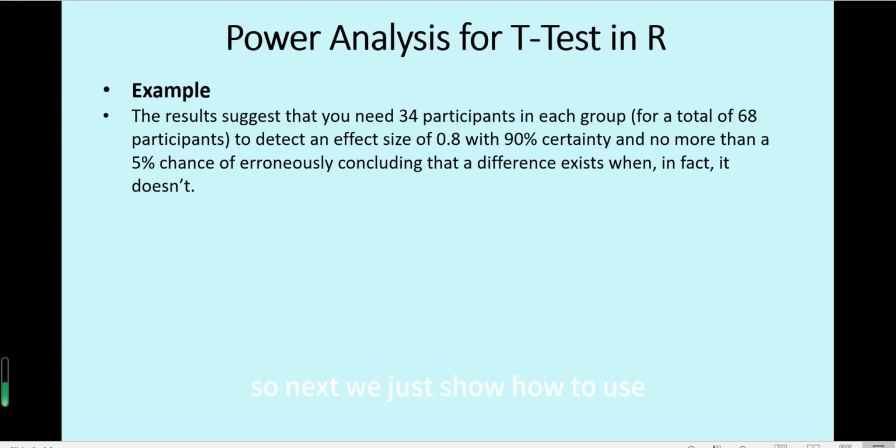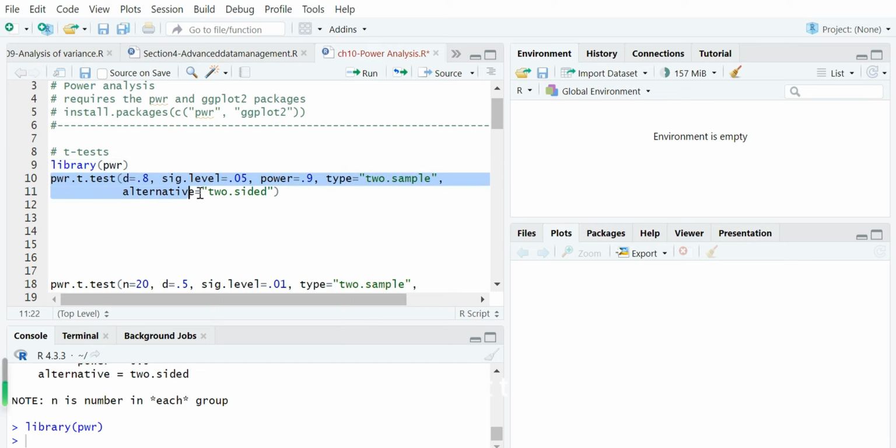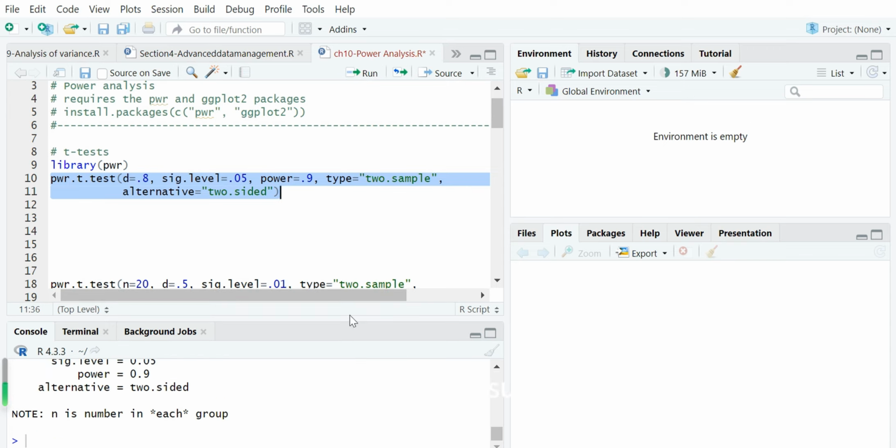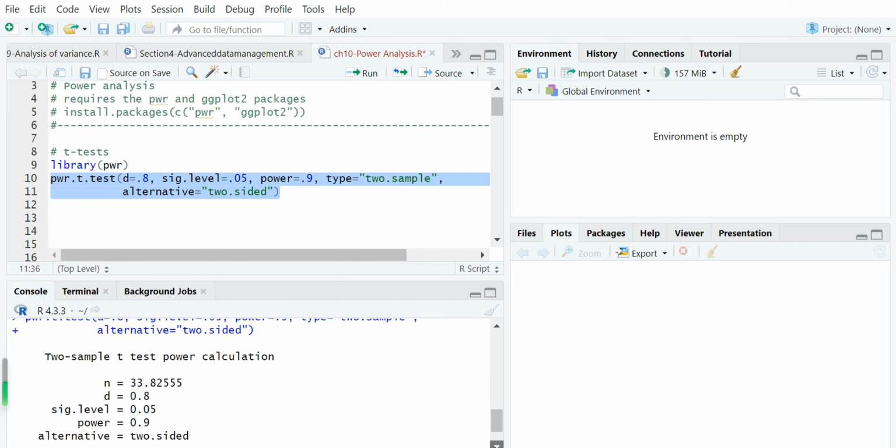Next we show how to use this function from the pwr package. It's quite simple. We just load library pwr, then call pwr.t.test. Fill in the effect size 0.8, significance level 0.05 and power 0.9. Type is two sample because we have two samples comparing the means. Alternative is two-sided. Just run it, and the result will show all these four items.